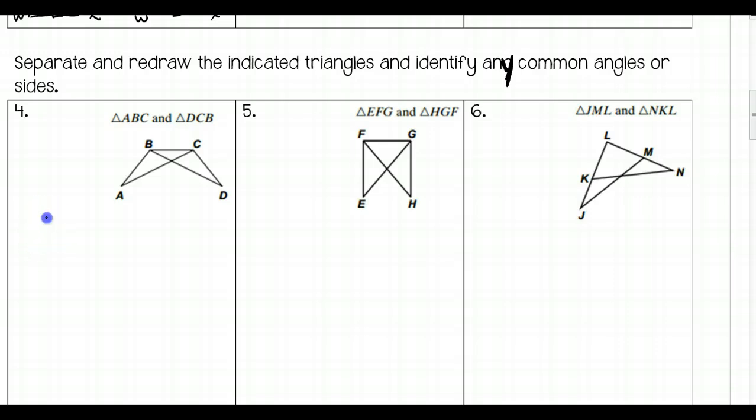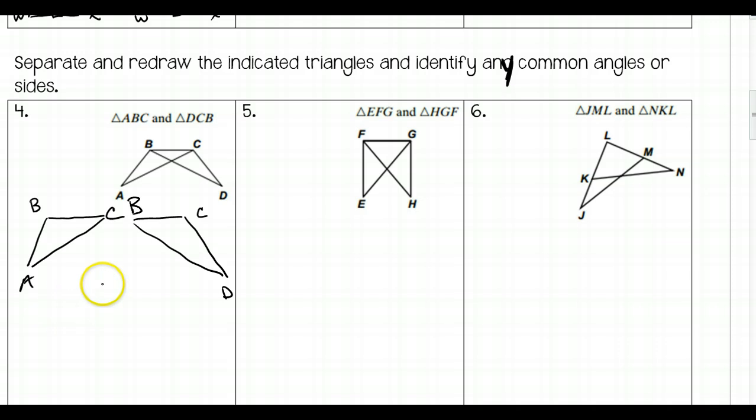So just separate these. If you want to pause the video and work these out on your own, that's fine. I've got ABC on this side, and I've got DCB on this side, and we can see that this is a B up here. Let's try that again. B. We can see they have a reflexive side BC. So in this case, it would be BC on the left is congruent to CB on the right by the reflexive property.